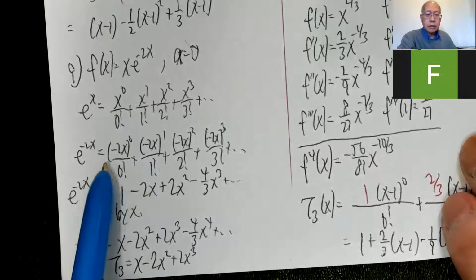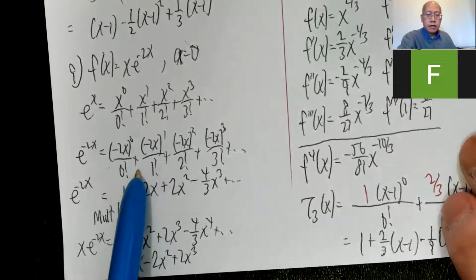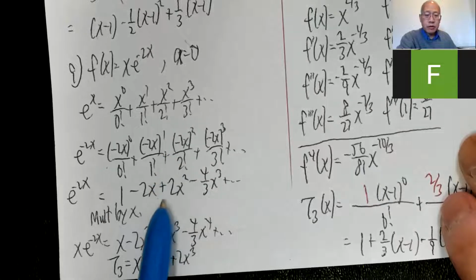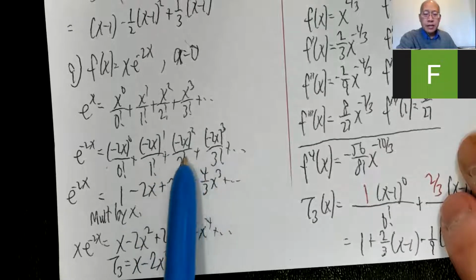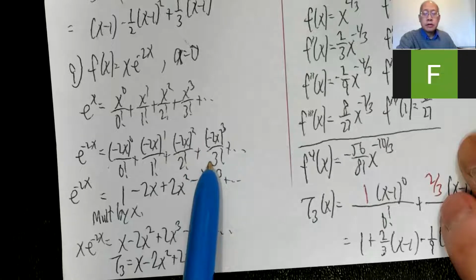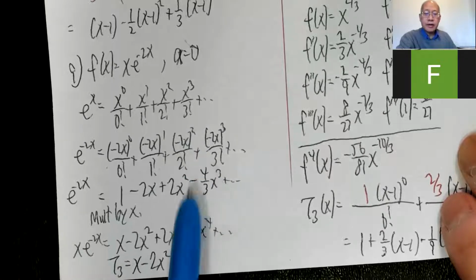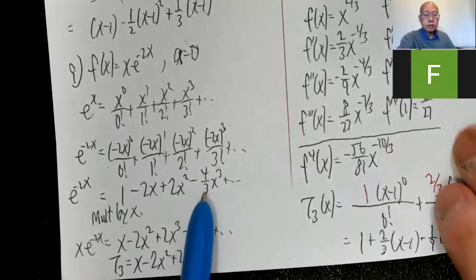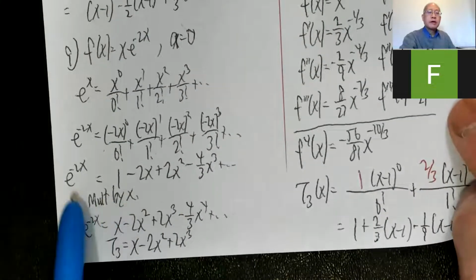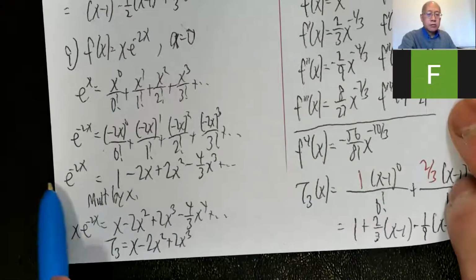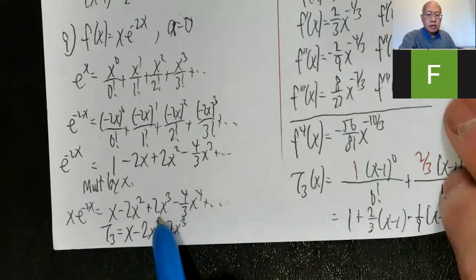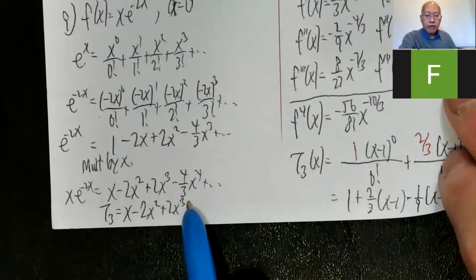Okay, I cleaned this up a little. That's still 1 minus 2x. Let's see, that's going to be 4x squared divided by 2, 2x squared. This is a minus 8x cubed over 3 factorial, which is 6. Negative 8 over 6 reduces to negative 4/3. Now I just multiply both sides by x. So multiply x here. That becomes x minus 2x squared plus 2x cubed minus 4x to the 4th.